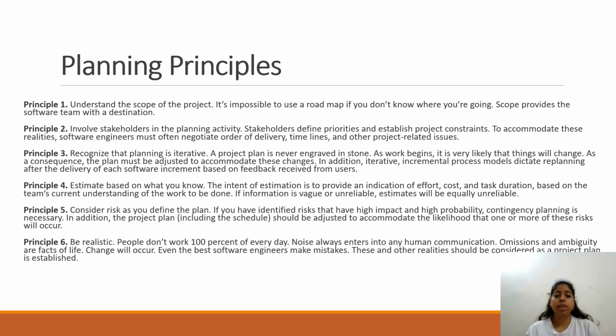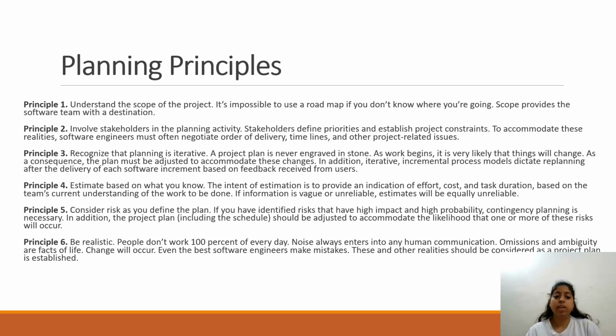Principle number 2, involve stakeholders in the planning activity. Stakeholders define priority and establish project constraints. To accommodate these realities, software engineers must often negotiate the order of delivery, timelines, and other project related issues.